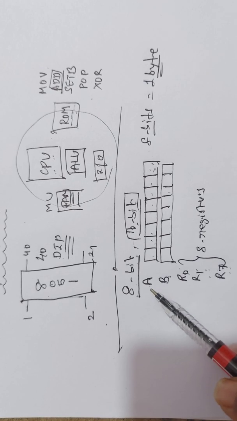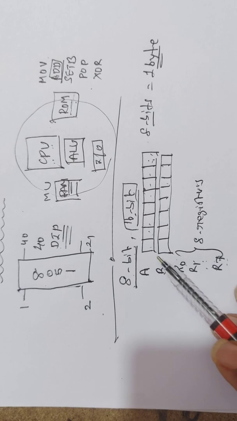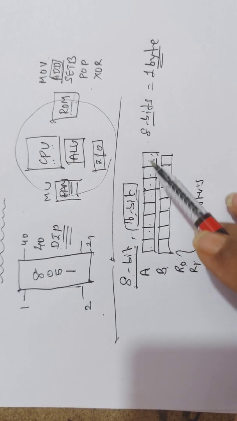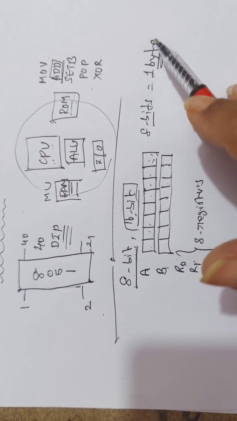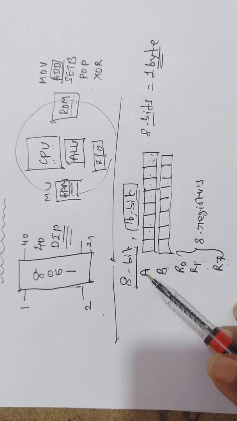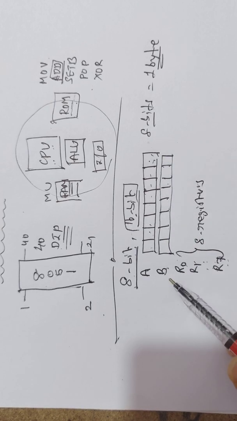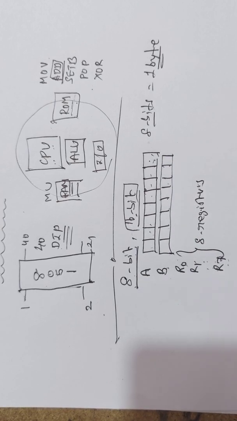There are two main registers, A and B. These two are 8-bit registers. They can store 8 binary bits. 8 bits is nothing but 1 byte. Therefore, 1 byte can be stored in register A, and 1 byte can be stored in register B. The registers A and B are used only for mathematical operations, and hence they are called math registers.